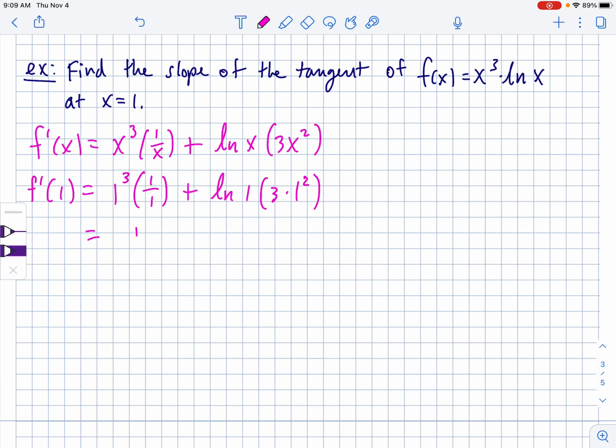This whole first part is just a 1, and then ln of 1, that's e to the something equals 1, so that's just a big 0, so that kills everything. So that's 1.